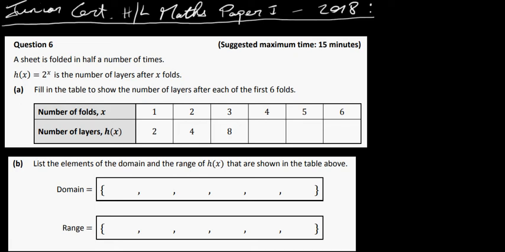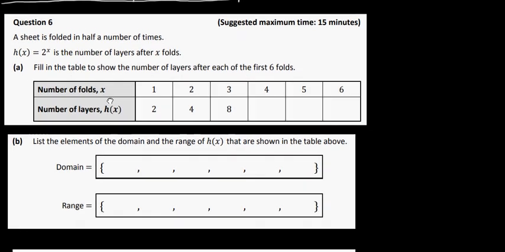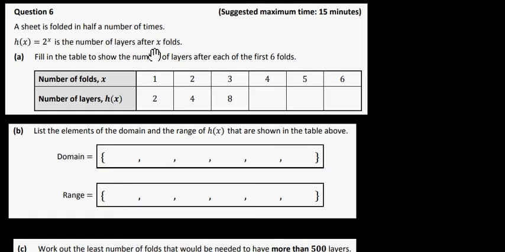Okay, so let's have a look at the Junior Certificate Higher Level Maths Paper 1 for 2018 and look at question 6. So a sheet is folded in half a number of times. h of x is a function, 2 to the power of x, and it gives us the number of layers after x folds. Fill in the table to show the number of layers after each of the first 6 folds.